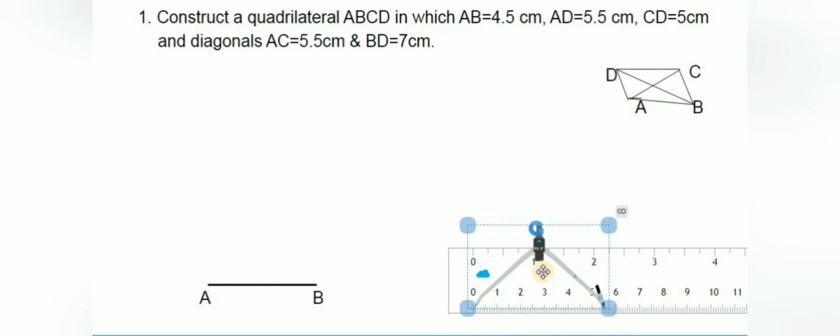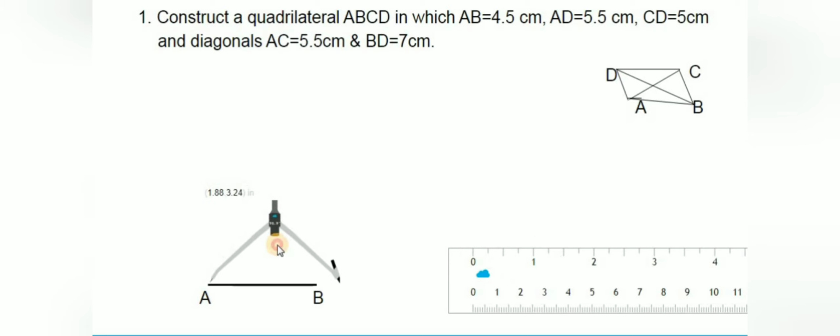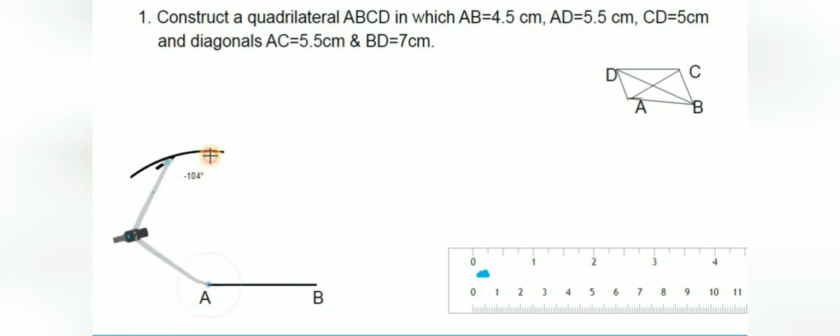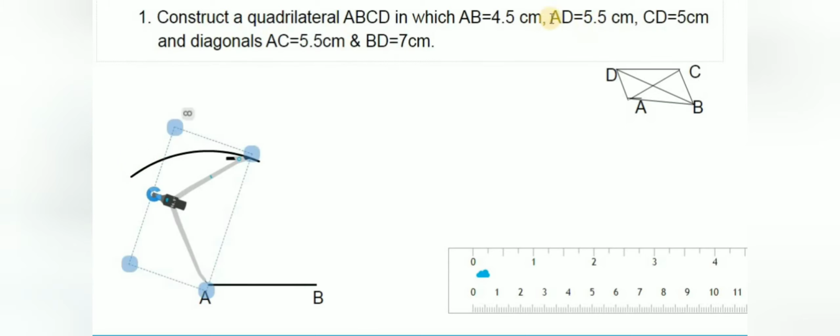This is 4.5 centimeter. Take the measurement. See once again, exactly this is 4.5 centimeter and fixed at A. Just draw an arc at fixed end A. I don't know where exactly the point D comes, but I just took this side AD, that is 5.5 centimeter.